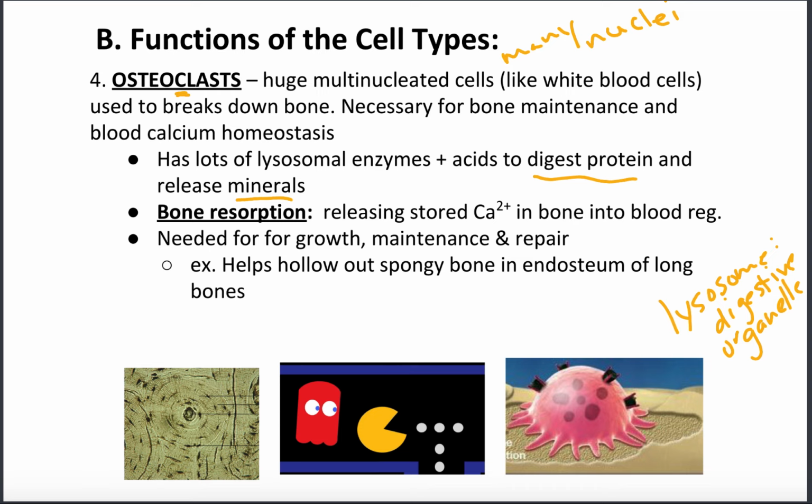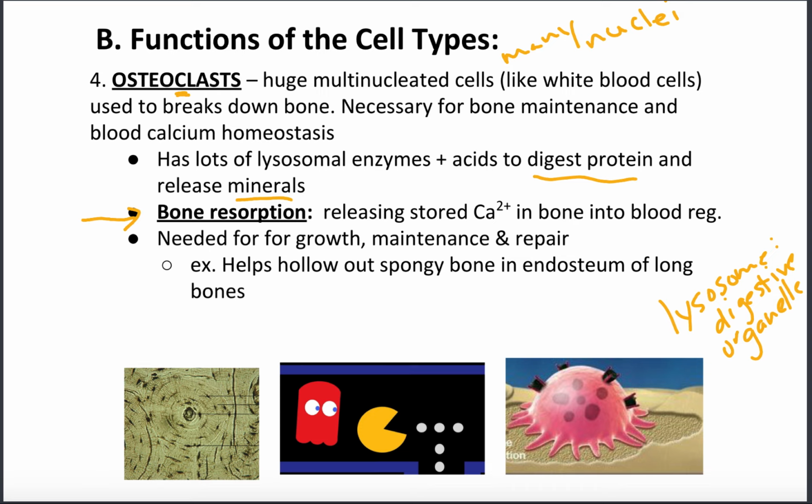When that mineral is released, it's allowed to diffuse into the bloodstream. This whole process is called bone resorption, meaning you're taking the bone and reabsorbing it elsewhere, in this case into your blood. Then, when it gets into your blood, that calcium can be delivered to other organs that need it. Generally speaking, your nerves and your muscles use a lot of calcium.